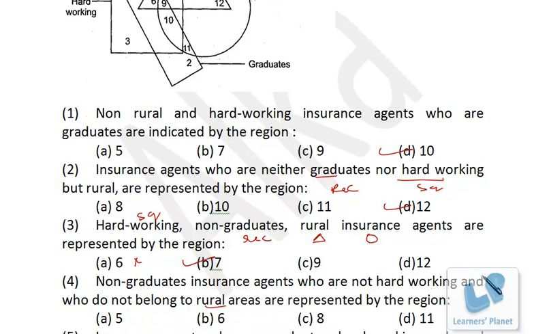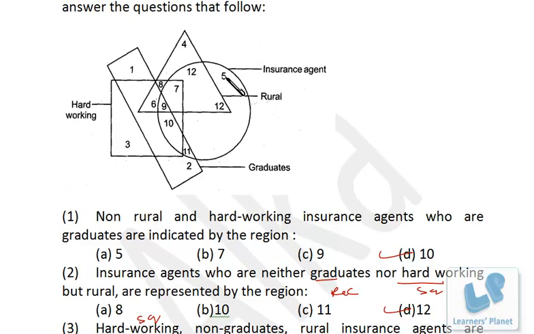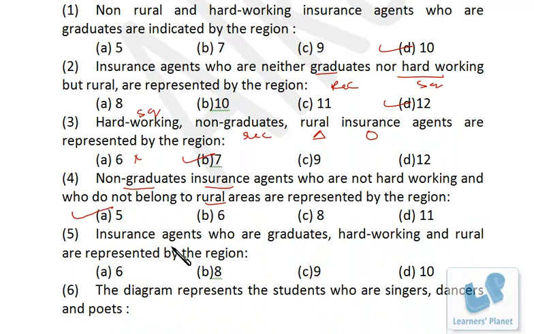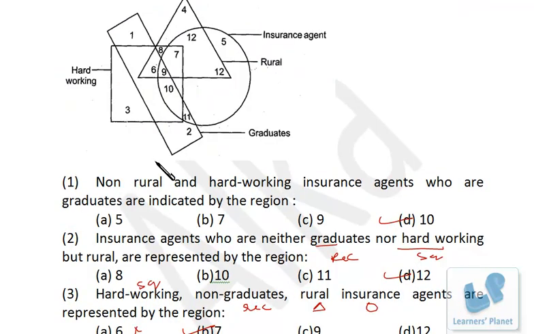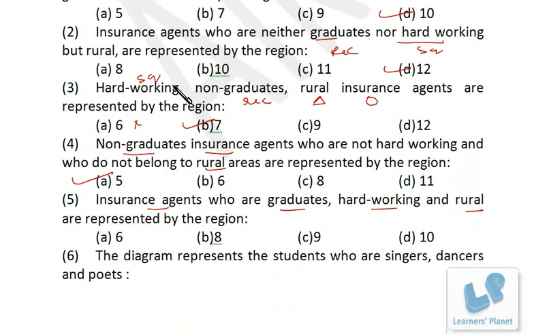Now we want non-graduates, insurance agents, not hardworking, non-rural. That means the person should be only an insurance agent, so the number should be in circle only, so that's 5. Right, now insurance agents who are graduates, hardworking and rural. That means the region should be in all the 4 shapes, right? So we have this number 9, it's in circle, triangle, square and rectangle, so number 9.